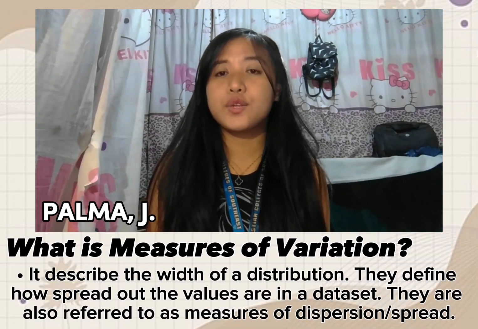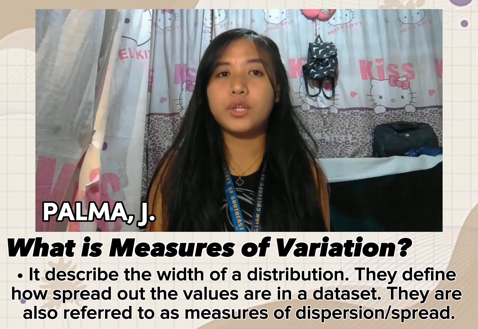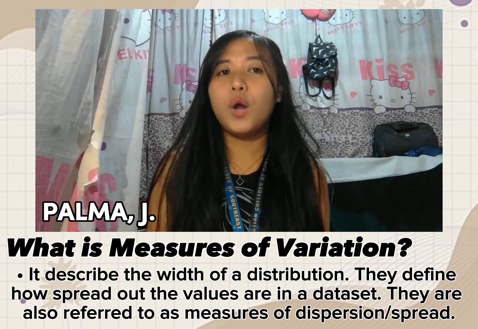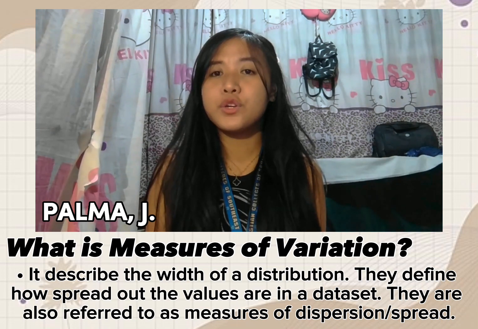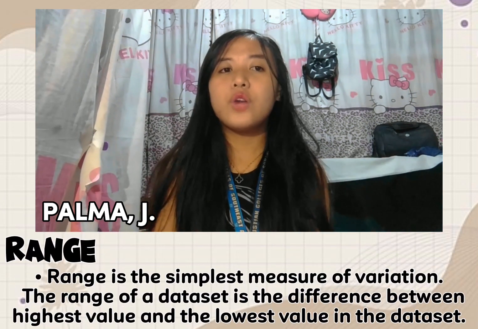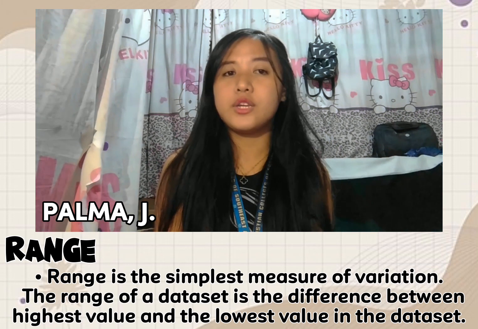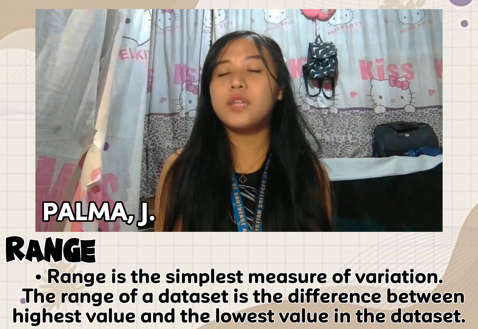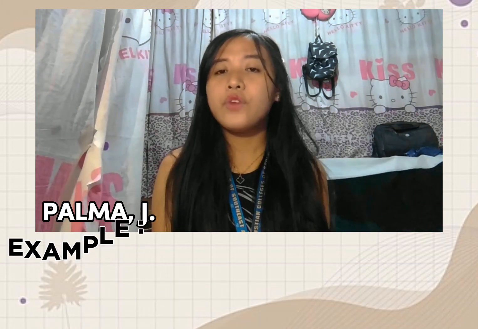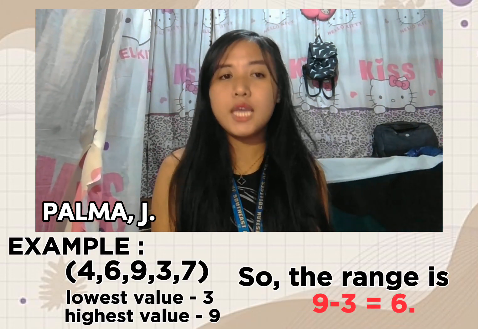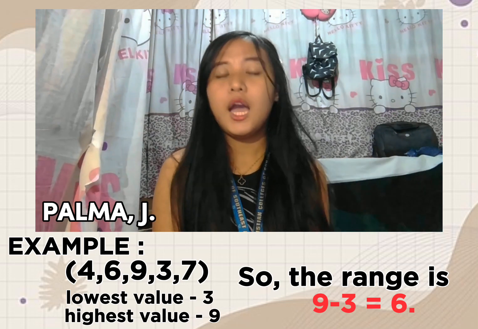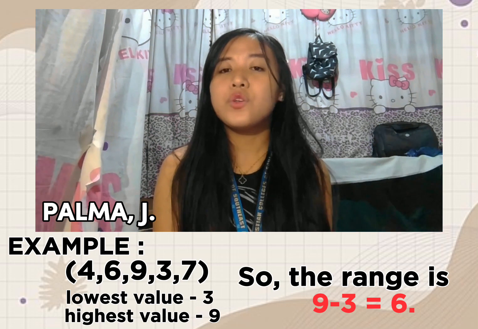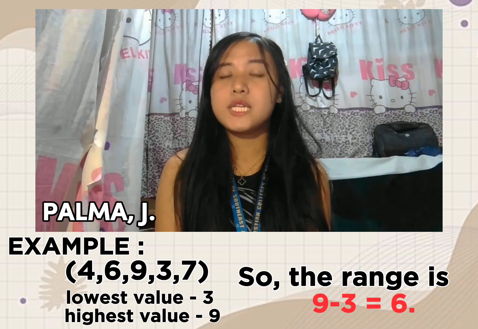Measures of variation describe the width of a distribution. They define how spread out the values are in a dataset. They are also referred to as measures of dispersion or spread. Range. Range is the simplest measure of variation. The range of a dataset is the difference between the highest value and the lowest value in the dataset. For example, in 4, 6, 9, 3, 7, the lowest value is 3 and the highest value is 9. So the range is 9 minus 3 equals 6.